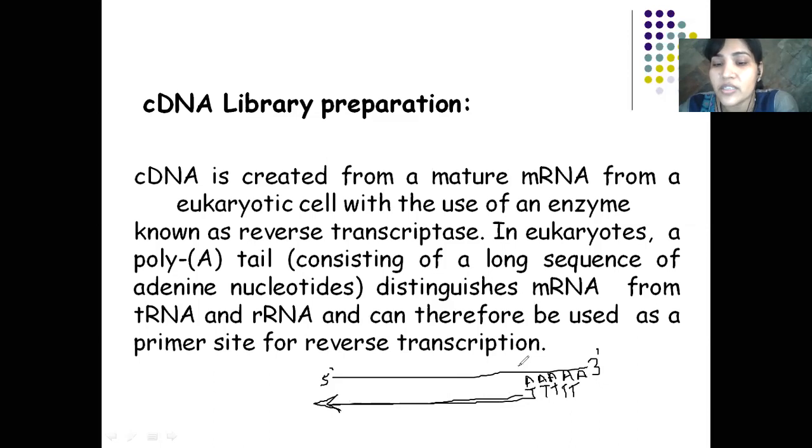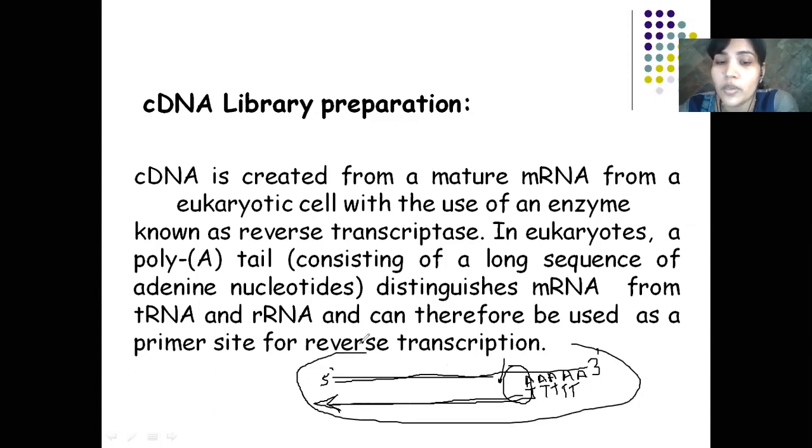So as my reverse transcriptase enzyme will be moving over here, it will be recruiting the nucleotides which are complementary to the nucleotides which are present on the mRNA strand. Okay? So that is how the double-stranded DNA will be formed. Okay? So let me see if they have explained anything further in this aspect.